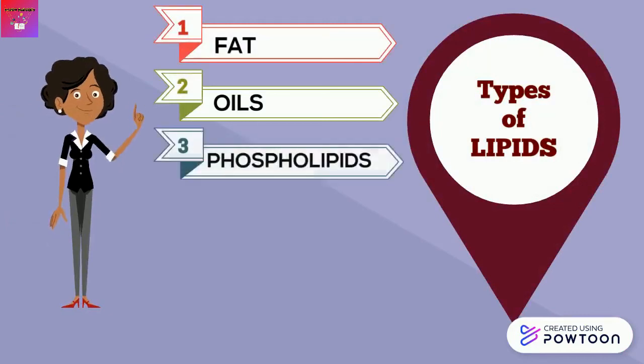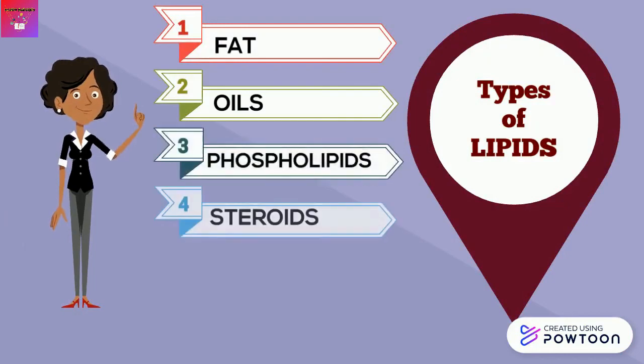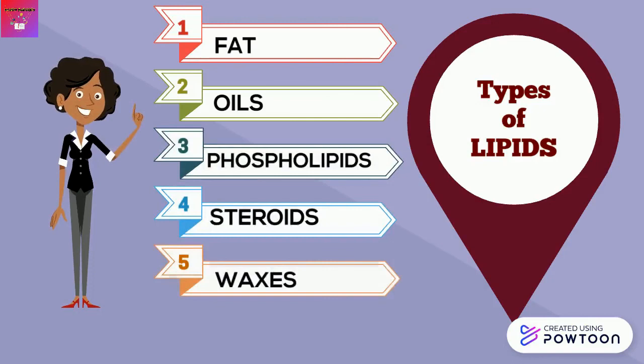The third type of lipid is called phospholipids. The next one is called steroids. And the last type of lipids is called wax.